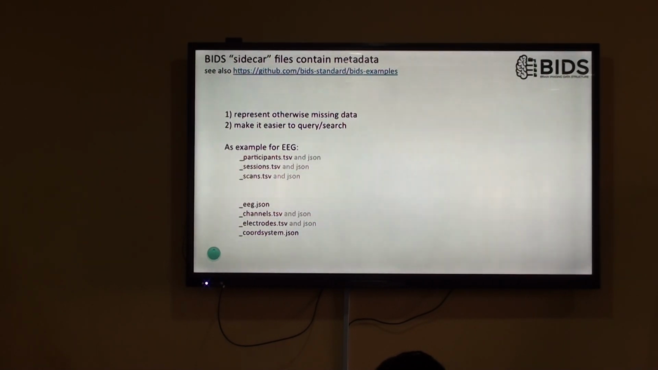We have a sessions file, if the participant comes back for multiple sessions, so that you can document what the different sessions are. We have a scans file, which is a little bit based on my terminology. That's where you have multiple runs in the experiment.